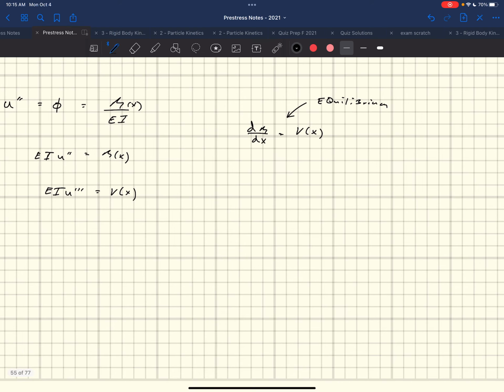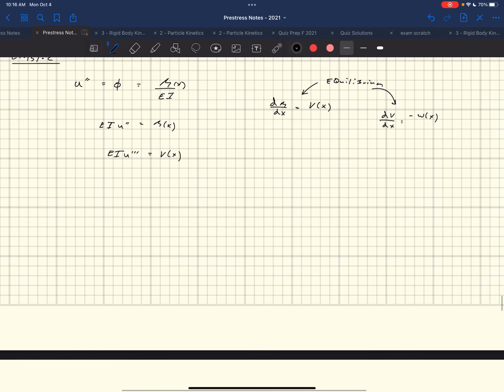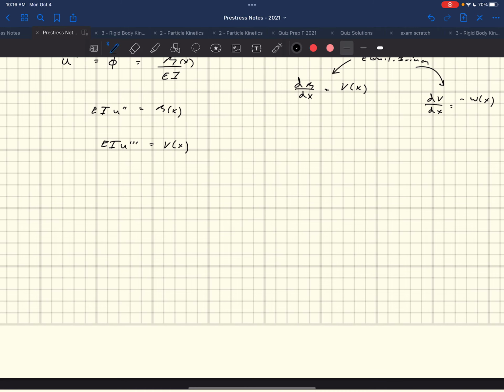And then another equilibrium relationship is dV/dx is equal to negative W of x. And both of these are equilibrium relationships. And then you apply that here, and that's where you get what we're after here, which is EI u prime prime prime prime is equal to negative W. Everybody remember that thing?